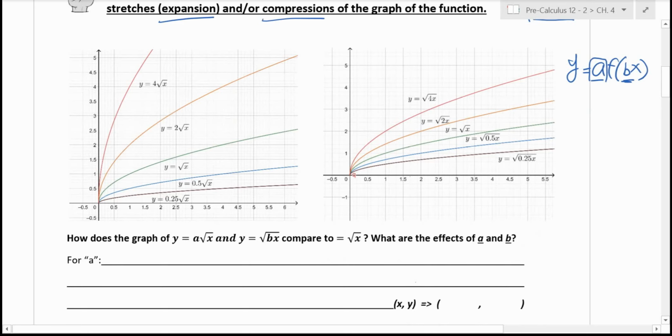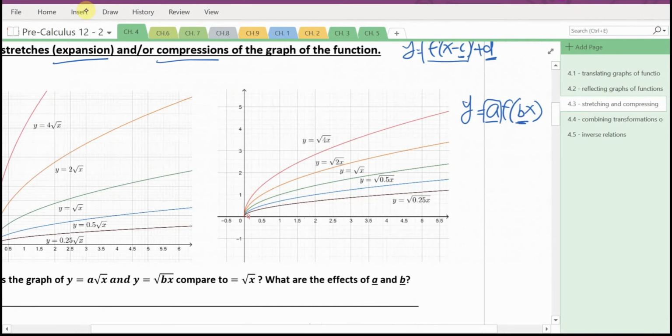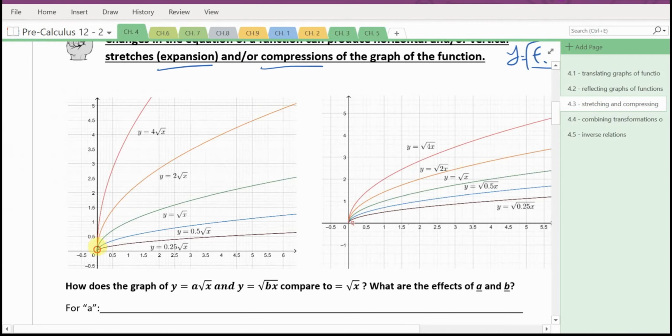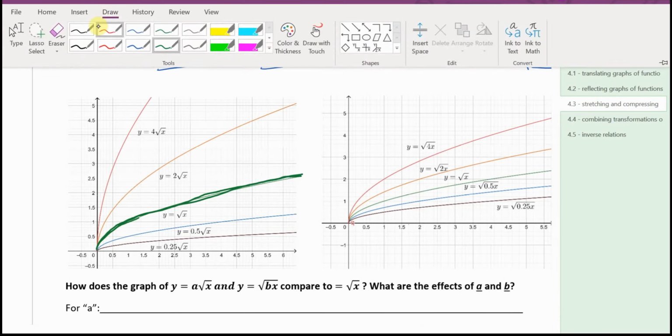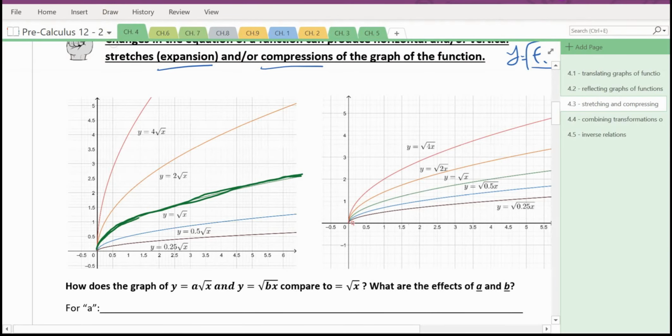So what we're going to do is use the green graph right here as our base graph. This is the square root of x, the base graph. We're going to compare every single graph with this graph right here in the middle. So let's look at a. When a equals 4, what happens? Well, that's this graph right here. This is when a equals 4.